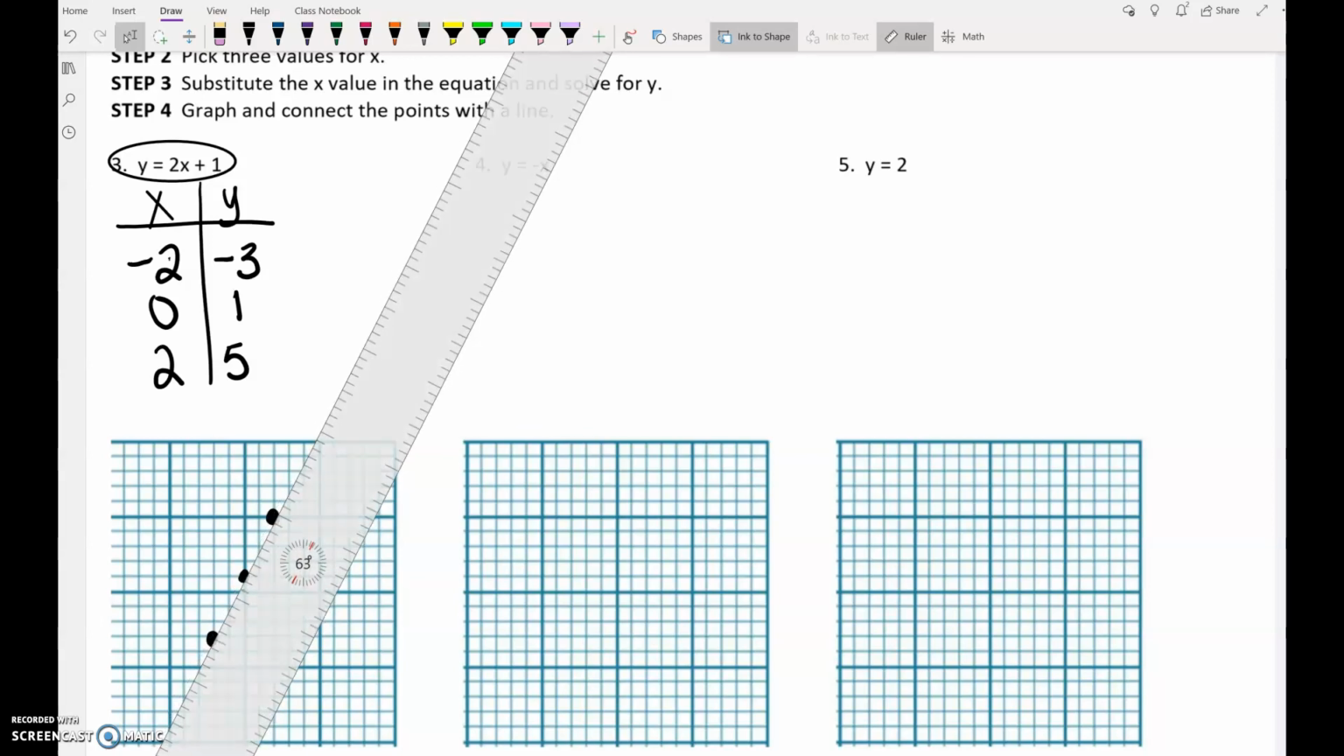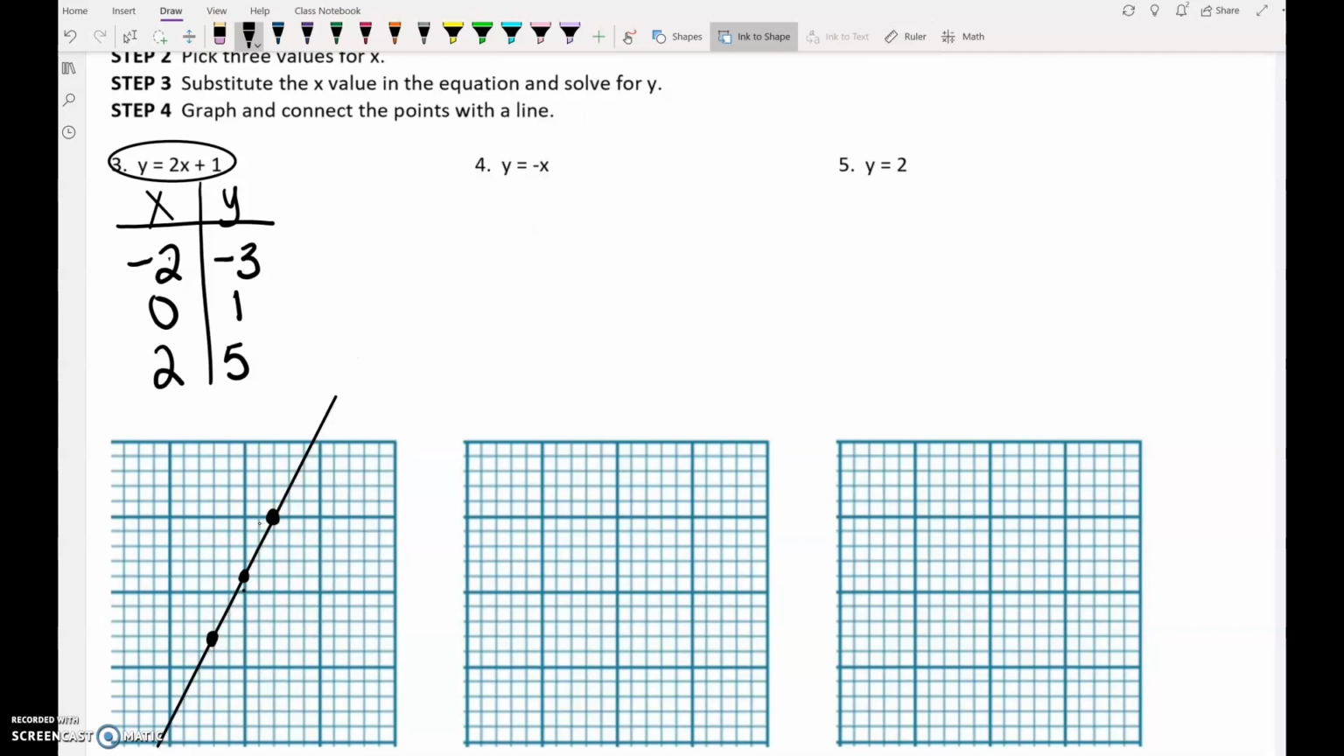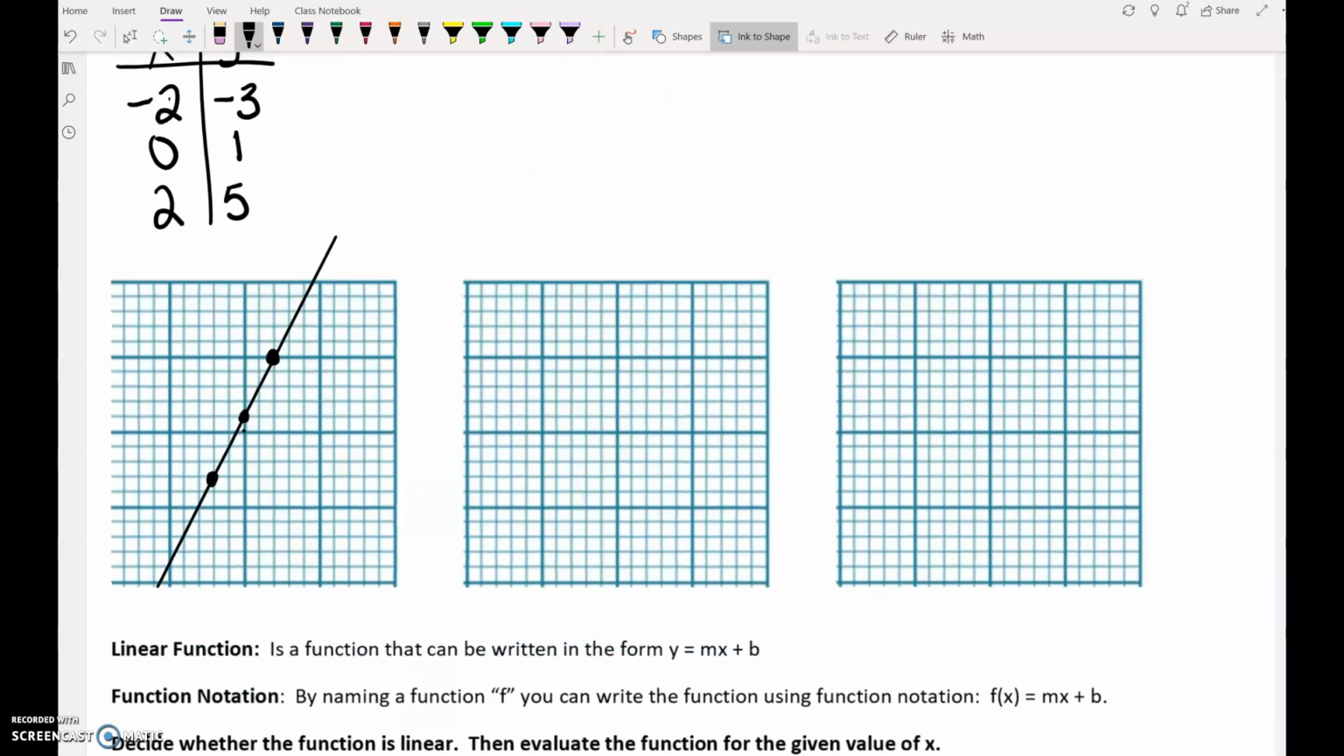Basically, for these, we're setting them up and then seeing what we get. You want at least 2 points. 3 is better to make sure you have a quality graph. And you might have seen me put the ruler up there to get a nice straight line.